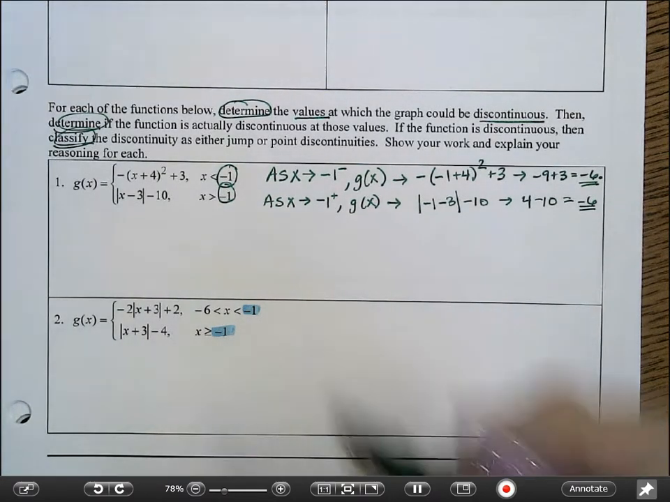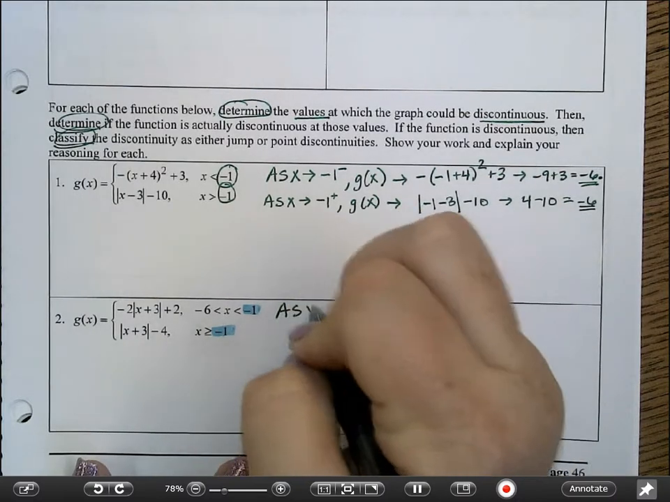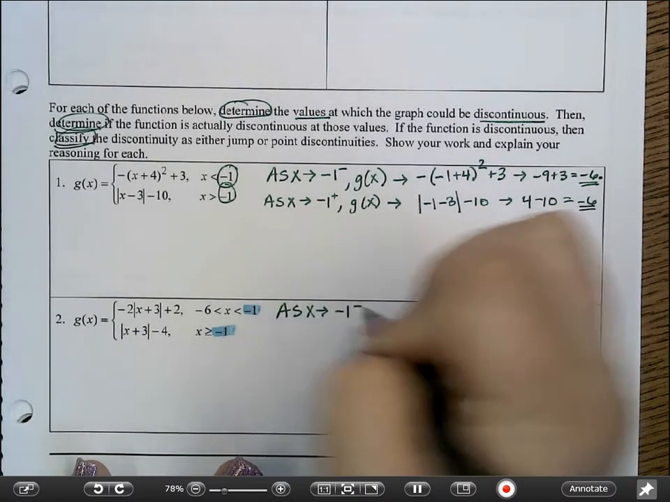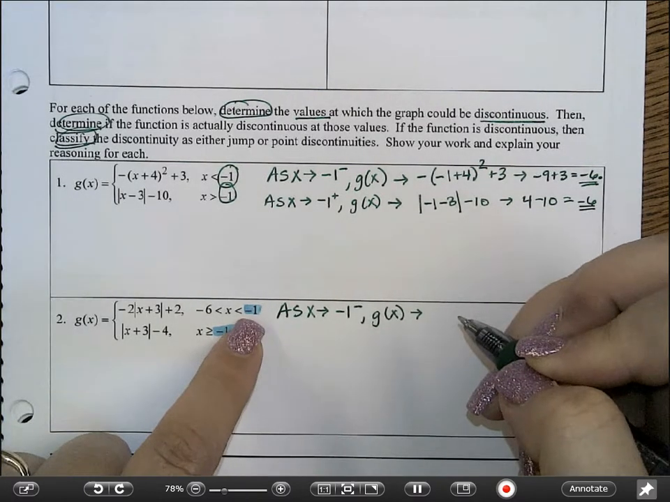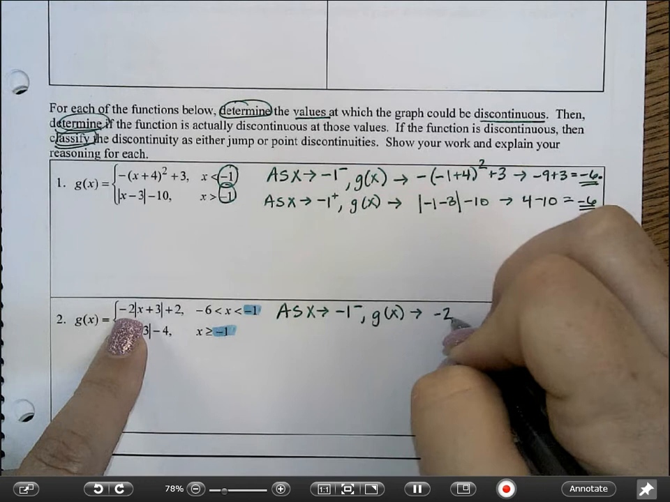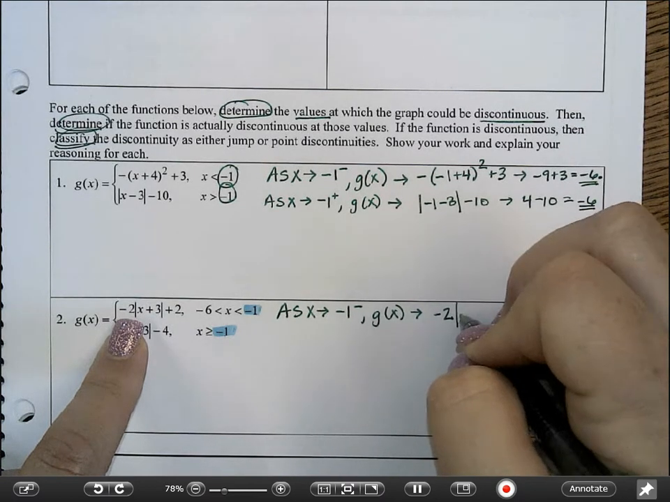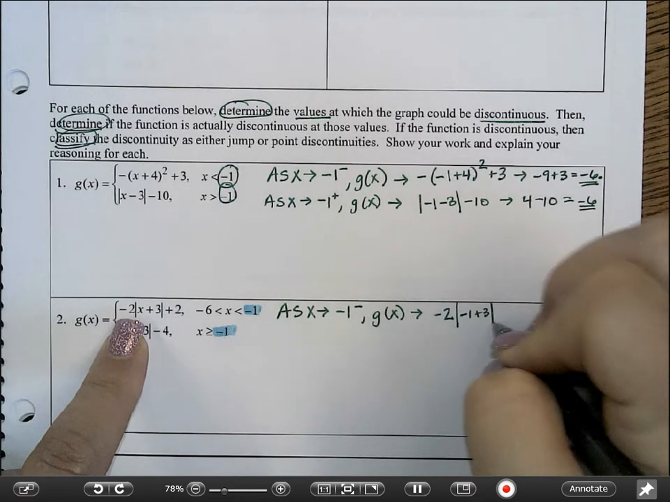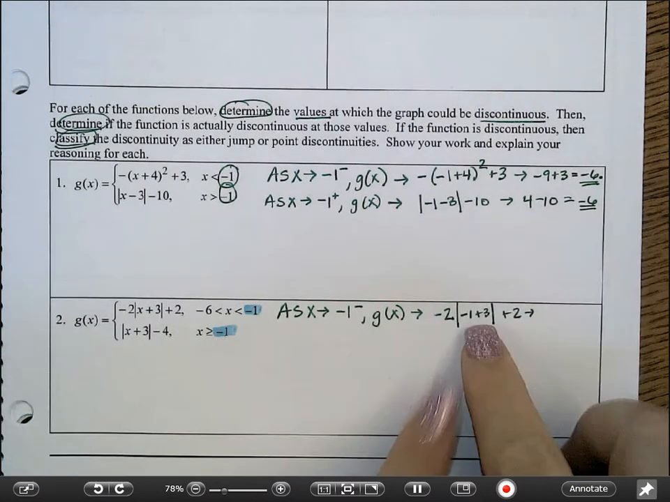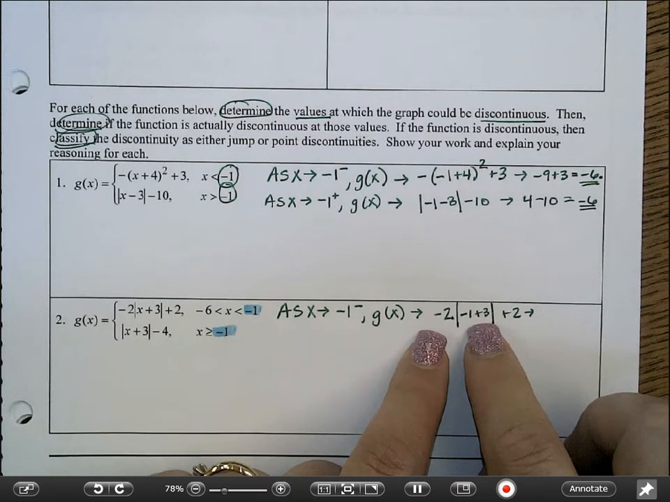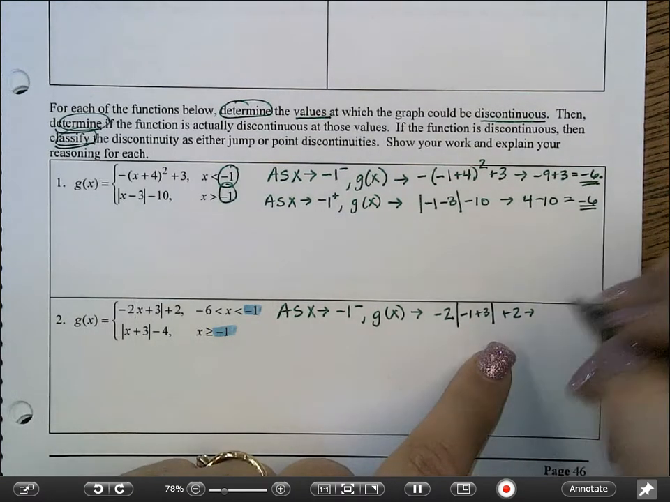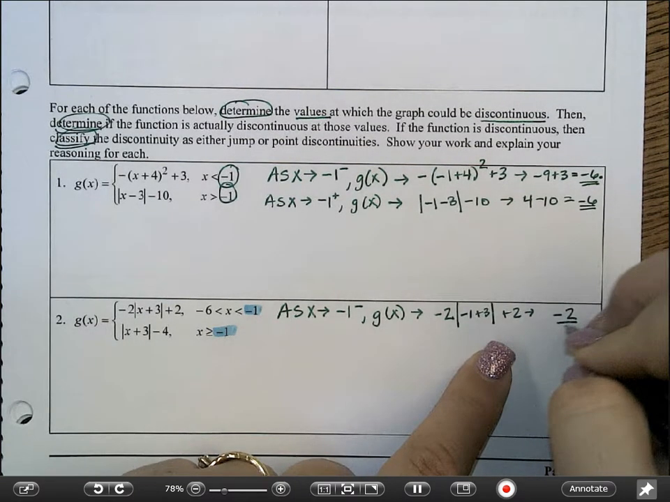So if I were to go as x approaches -1 from the left, g of x, and I'm going to plug in -1 into this function. -2, then I've got -1 plus 3 plus 2. This gives me 2. Absolute value of 2 is 2 times -2 is -4 plus 2 is -2.